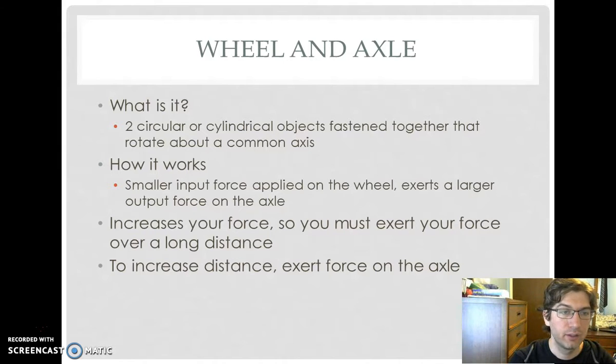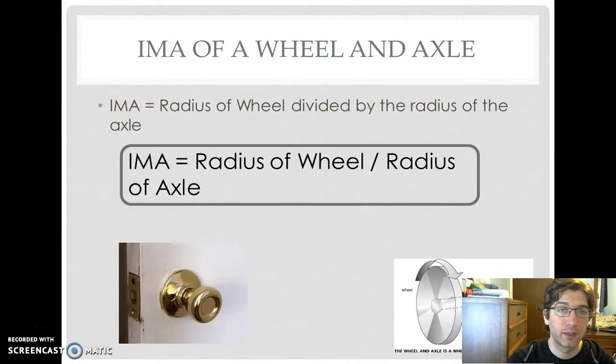How this works is that a smaller input force is applied to the wheel part, and it's exerted over a larger distance, and therefore a larger output force is going to be applied to the axle, and it's going to cover a shorter distance. So this is going to increase the force exerted by the axle on whatever it's exerting a force onto.